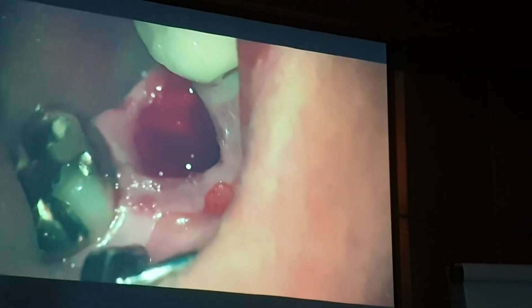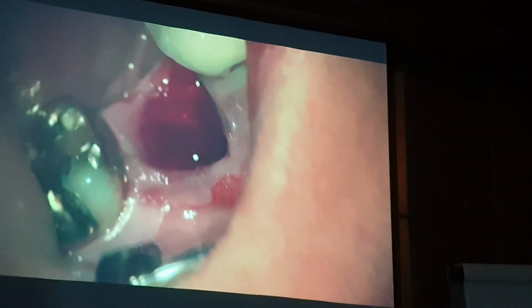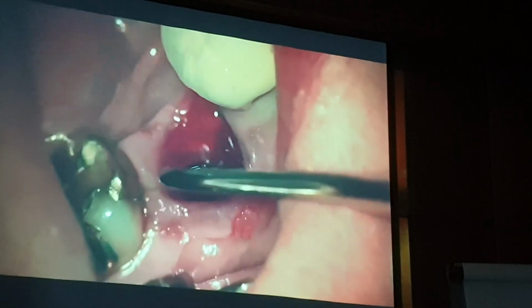Now here's the actual video of that case. I've just extracted the tooth. There's still a lot of granulomatous tissue.